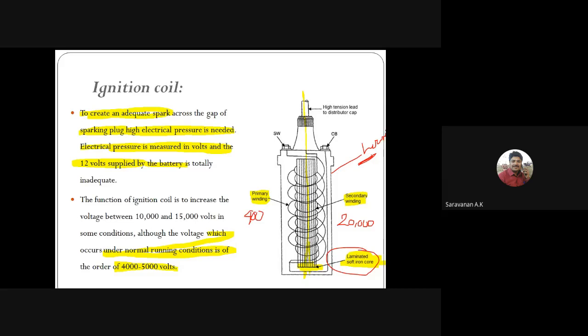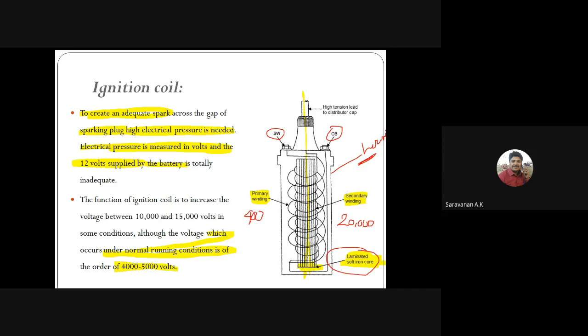So yeah, the high tension lead from the center of the coil carries a supply to the distributor. The two small terminals, right? Here you can see a small terminal is situated on either side of the high tension lead, right? Either side we have two small terminals.